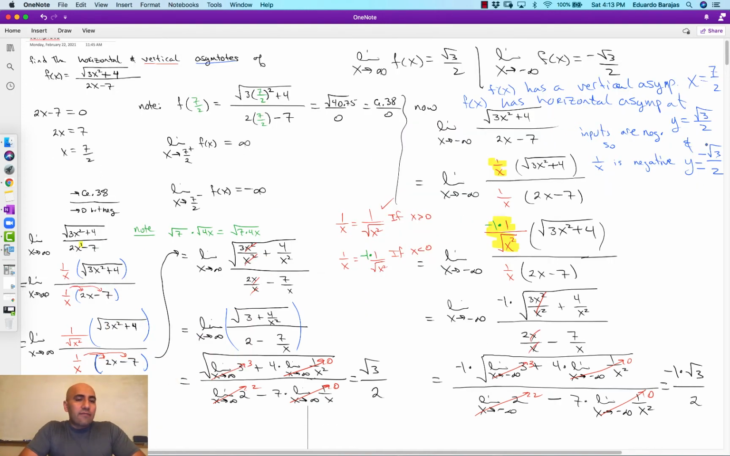Okay, so if our function f of x equals the square root of 3x squared plus 4 all over 2x minus 7, we've established that there's a vertical asymptote at x equals 7 over 2, and we've established that there are horizontal asymptotes at two places. Based on the limit as x goes to positive infinity, you see that there's going to be a horizontal asymptote at the line y equals the square root of 3 over 2. And based on the limit as x goes to negative infinity of f of x equaling negative root 3 over 2, we see that there's going to be a horizontal asymptote there. Okay, let's use Desmos to confirm that this works.